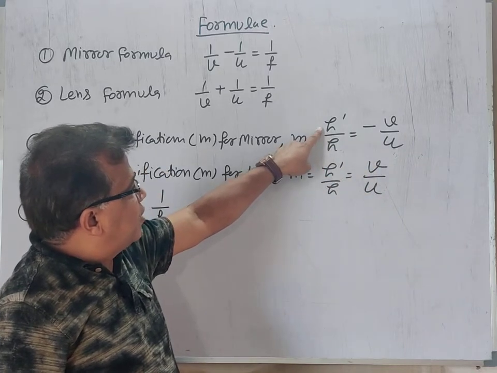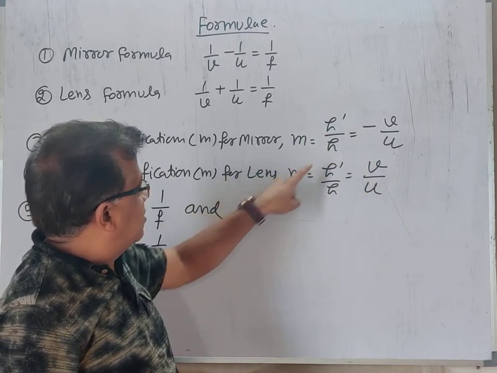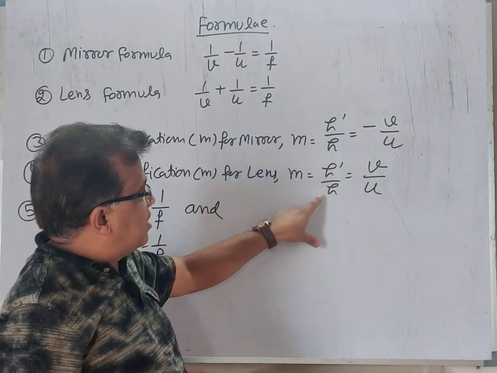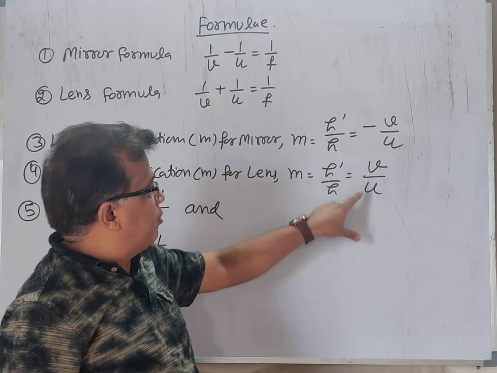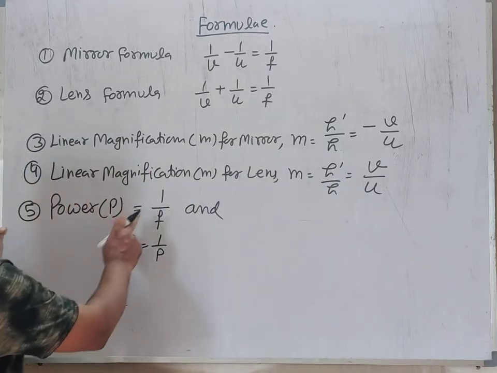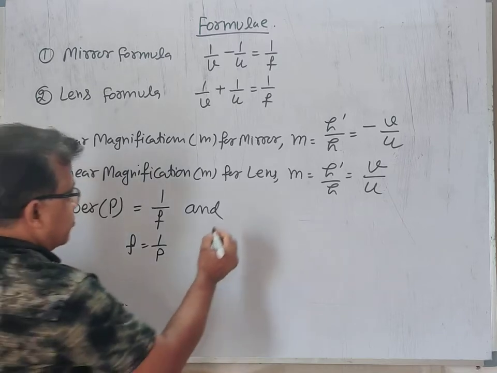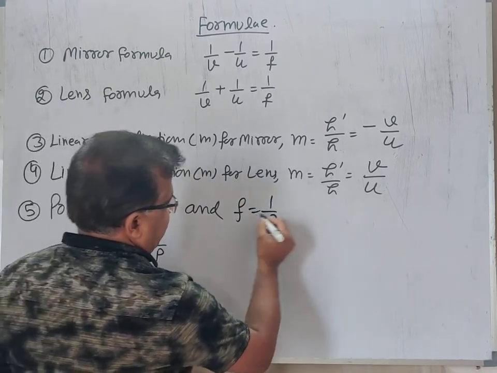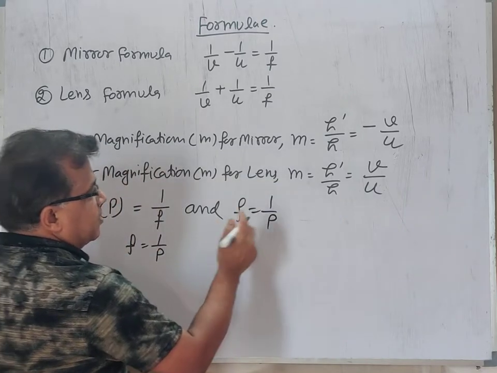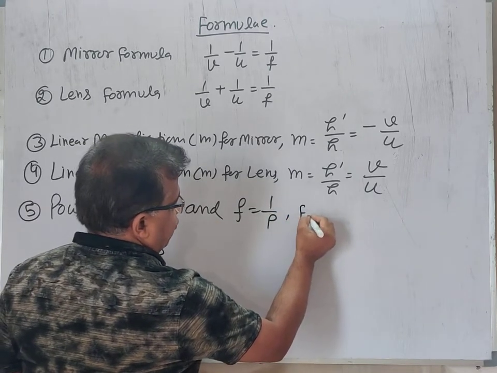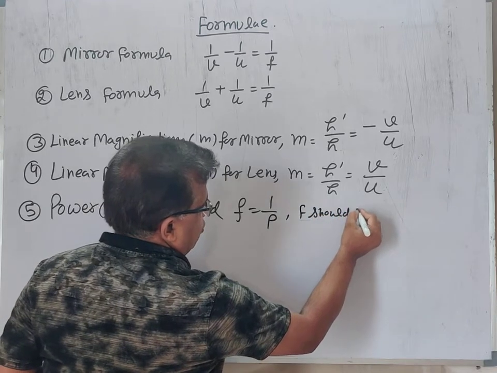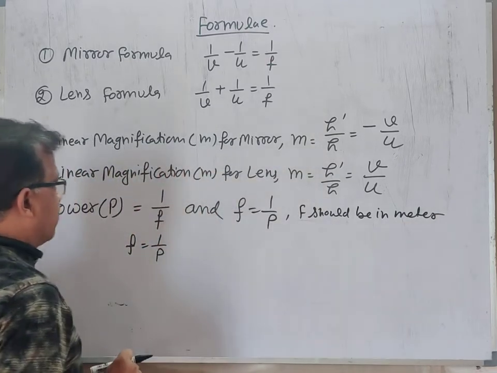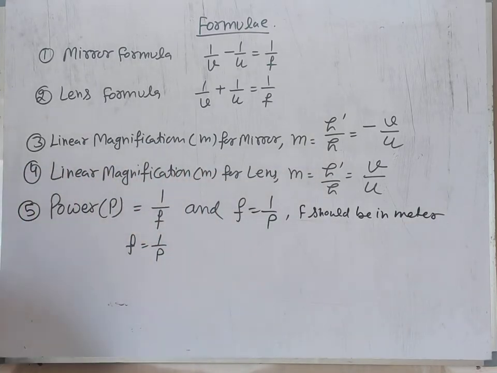h dash is height of image, h is height of object. And linear magnification for lens, m is equal to h dash by h is equal to v by u. Power is equal to 1 by f and f is equal to 1 by P. m is magnification and f should be in meter. Then there are two more important points to remember.